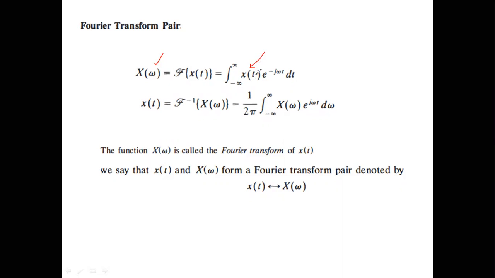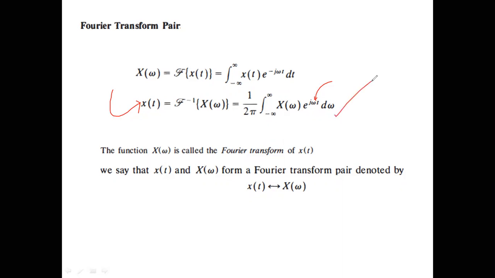You can see this formula looks very similar to your Laplace transform, with a very small change. So the formula is X of omega equal to the integration from minus infinity to infinity over the entire signal, x of t e to the power minus j omega t dt. And how do we get the original signal back? It's by 1 by 2 pi, integral from minus infinity to infinity, X of omega e to the power j omega t d omega.